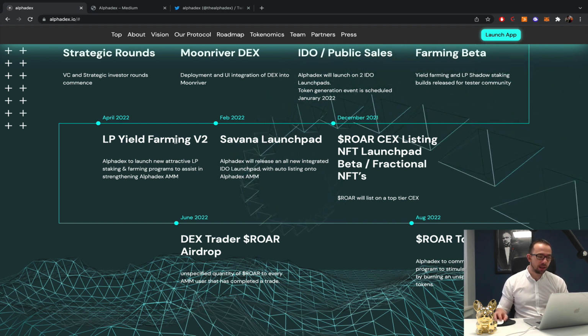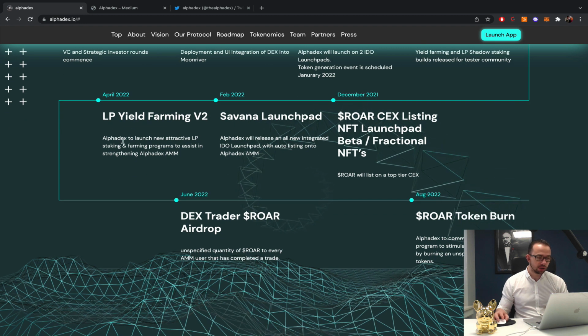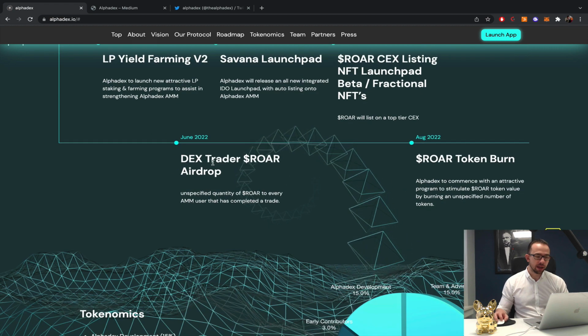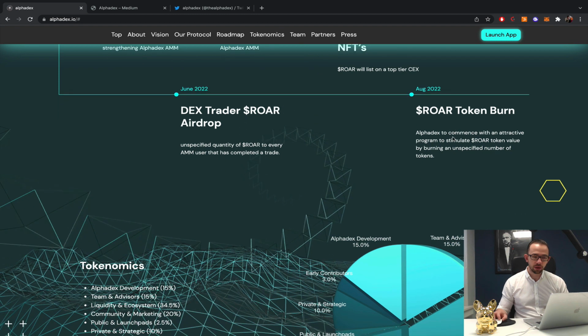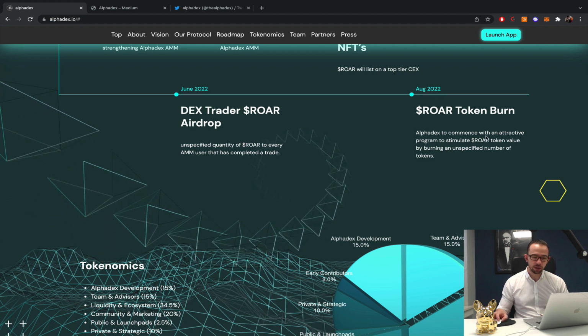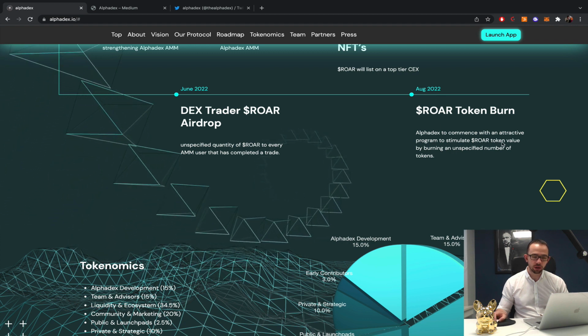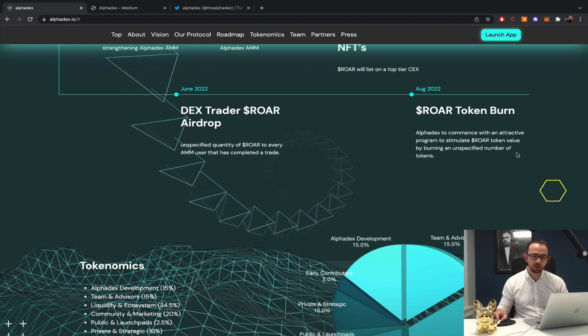Then there's LP yield farming version 2, new attractive LP staking and farming programs to assist in strengthening the Alphadex AMM. Dex Trader Roar airdrop, unspecified quantity of Roar to every AMM user that has completed a trade in June, and then there will be a token burn scheduled in August to commence with an attractive program to stimulate Roar token value by burning an unspecified number of tokens.